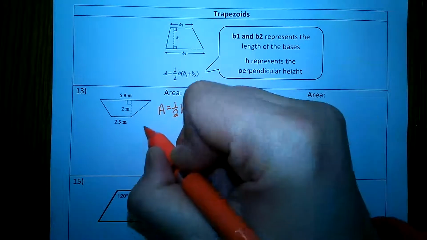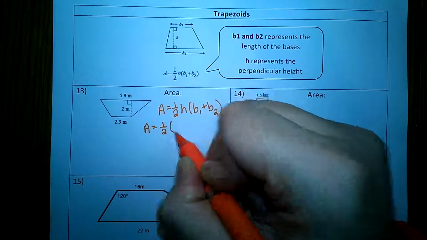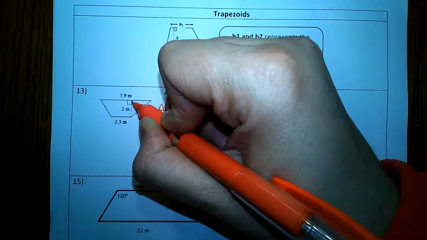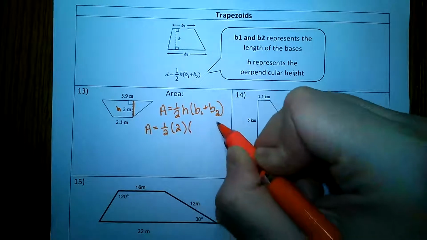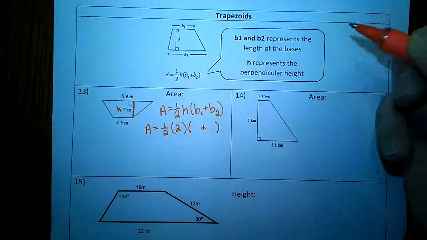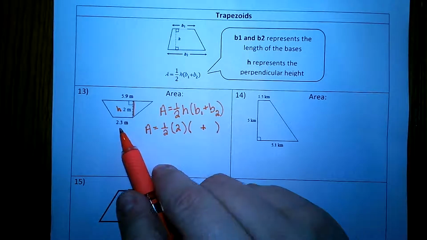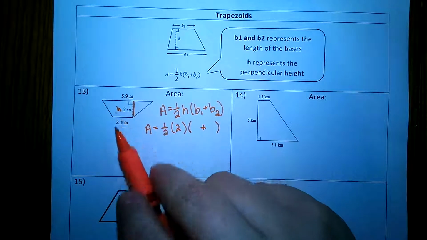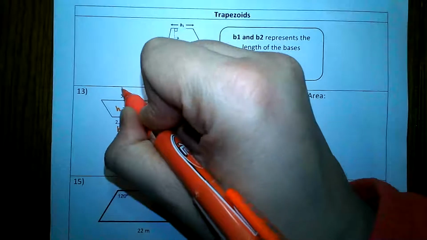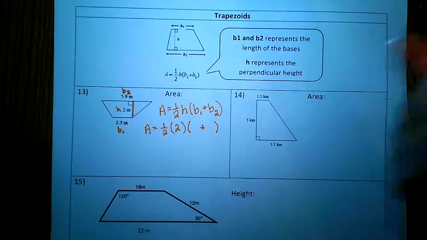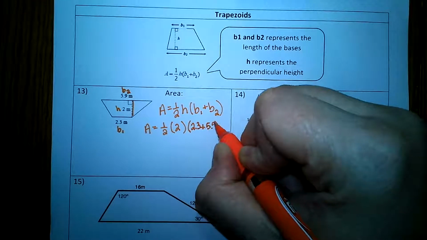Okay, so let's plug everything in. We're solving for area, which means we must have everything else. Half of the height is measured here on the perpendicular. So that's 2 times the sum, so we're going to add some stuff together, of these two bases. It does not matter which one you call B1 and B2. You could go B1 short, B2 long. It really does not matter. That's totally up to you. Maybe that's just an easy way to remember it. So B1 is 2.3 and B2 is 5.9, or the other direction.